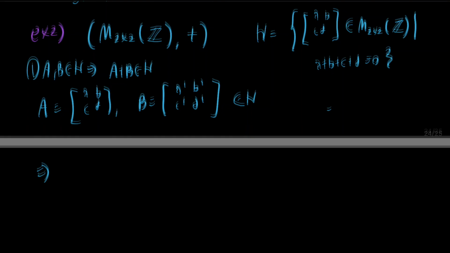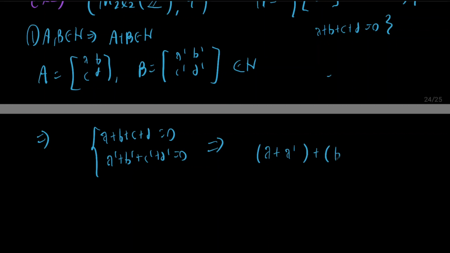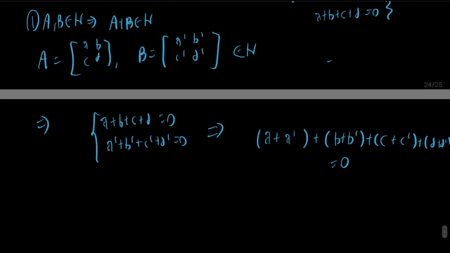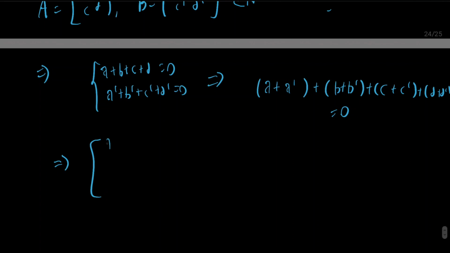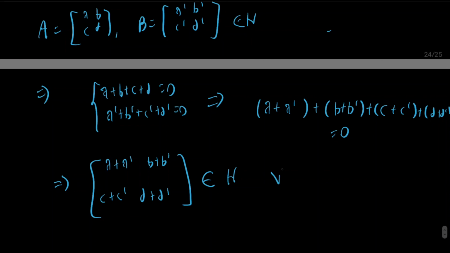Since they are in H, they satisfy the following equalities: A plus B plus C plus D is equal to 0, and A prime plus B prime plus C prime plus D prime is equal to 0. Now summing these two and regrouping some terms together yields A plus A prime plus B plus B prime plus C plus C prime plus D plus D prime, and all of this is equal to 0. But notice that this implies that the matrix A plus A prime, B plus B prime, C plus C prime, D plus D prime is in H. Yes, we called it H. So this shows that it is closed.